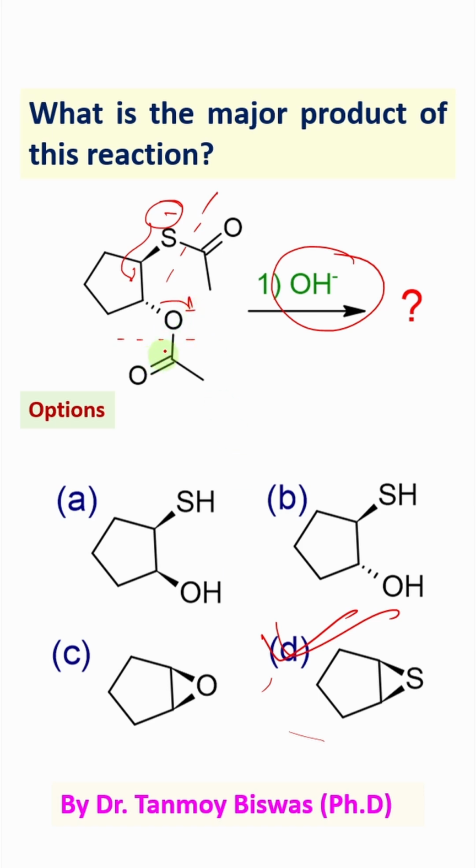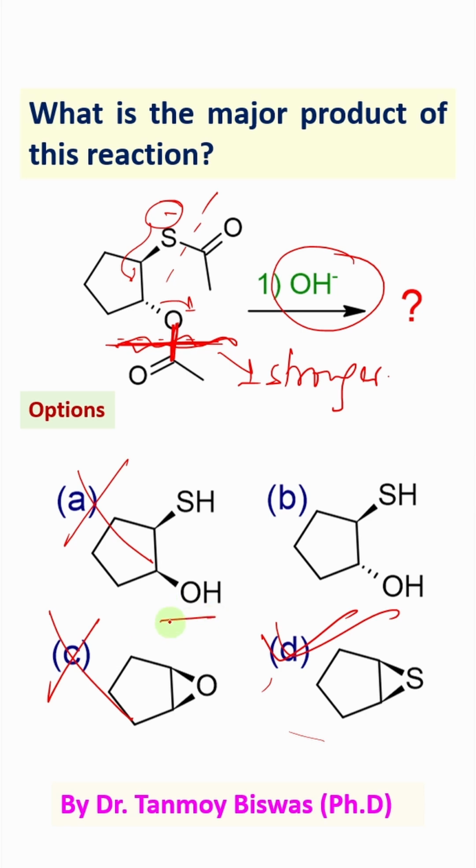Now you may say, why not the opposite way, sir? This bond will break, O minus will attack, and sulfur will leave. For that, the bond strength factor should be discussed. This oxygen-carbon bond has more partial double bond character, so you can say it is stronger and difficult to break compared to this one. So obviously that's why this bond will break. So this is not possible, and in this case, this is an illogical option. Why? Because they are in opposite orientation.